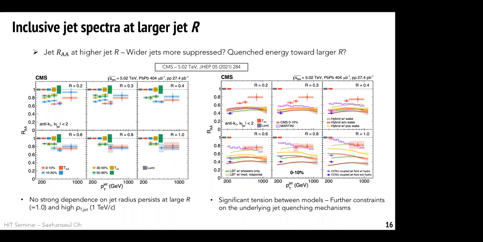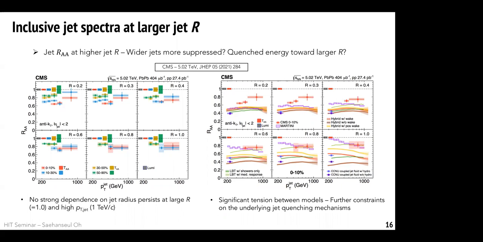And this is my last slide about the jet spectra. This is the inclusive jet spectra at larger jet radius from CMS. Jet RAA at larger jet radius is a very interesting topic, because people may think wider jets probably lose more energy, so they are more suppressed. But on the other hand, these quenched energies usually move toward larger R, so maybe the suppression is even weaker for the wider jets. So there may be competing physics mechanisms regarding wide, large-angle jets.